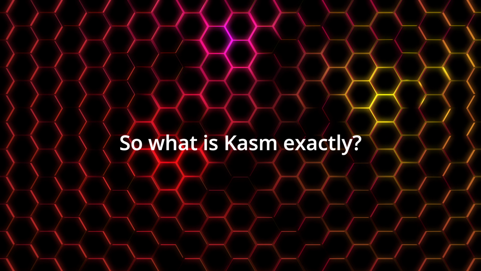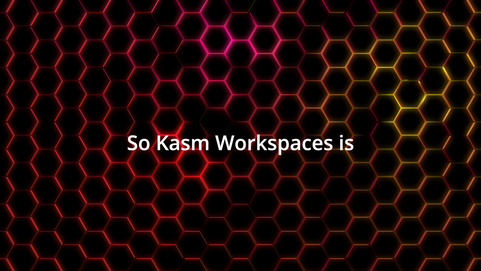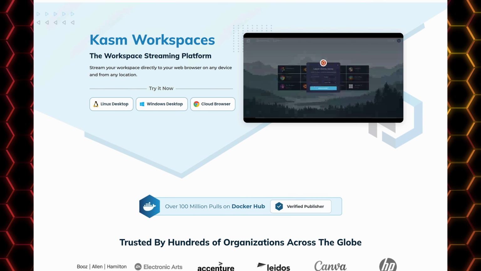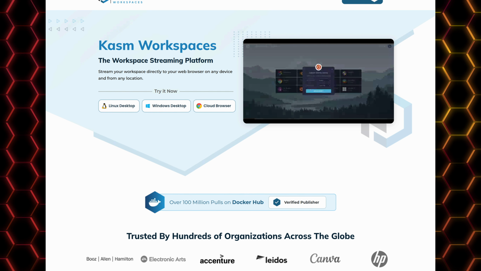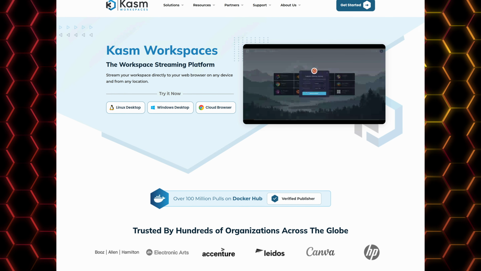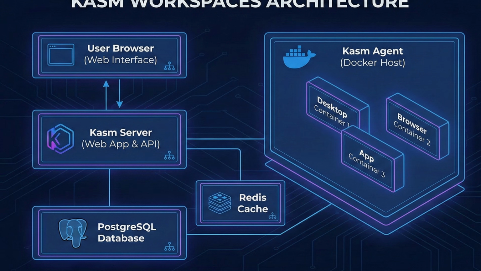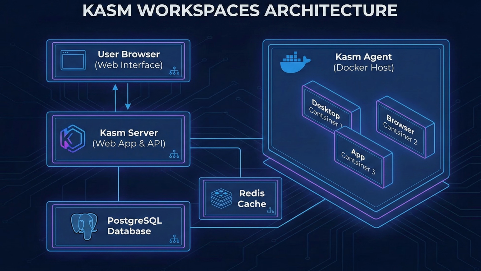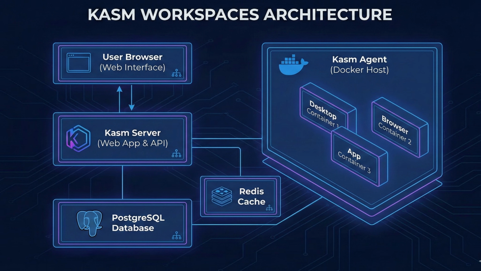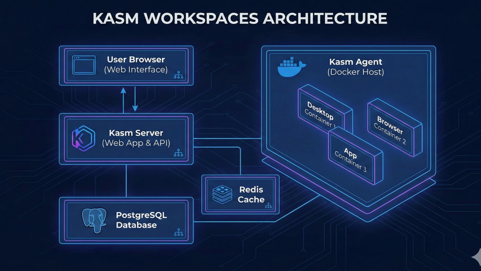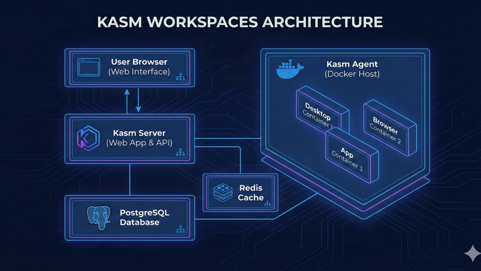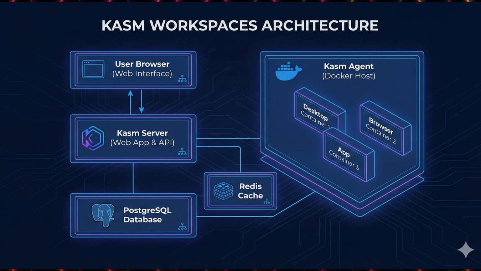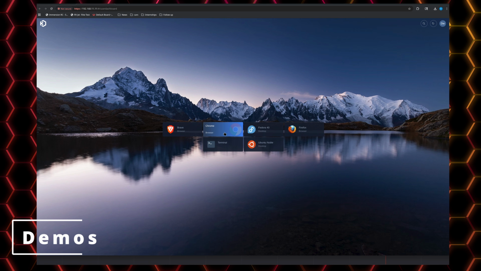So what is Kasm exactly? Kasm Workspaces is a platform that streams containerized apps and even full desktop environments right into your browser. Think of it like this. Instead of spinning up a whole VM just to test something, you launch a workspace like Chrome, Firefox, Ubuntu, or whatever. You use it, and when you close it, it's completely gone. And that disposable nature is the whole point of it. It's fast, clean, and very useful. So let me show you. So let me take you through some demos.